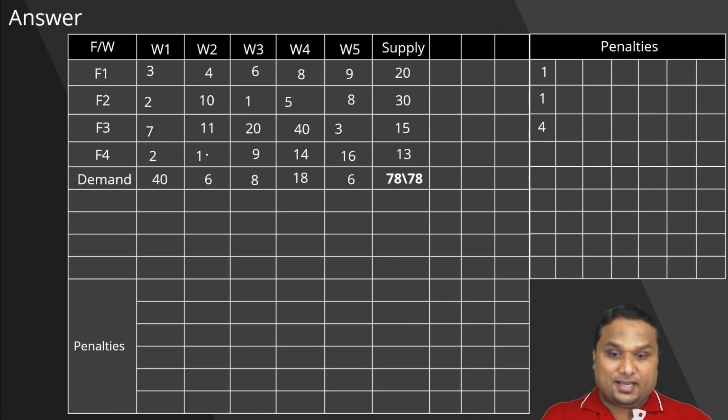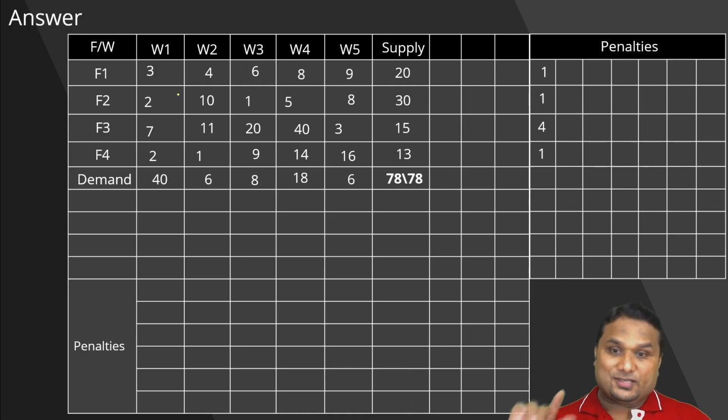Now here my lowest cost is 1 rupee. If I'm not able to transport at 1 rupee, my next cost is increased to 2 rupees. So the cost of transportation increased by 1 rupee. Now this is the row penalty. That means the cost is related to factory 1, factory 2, factory 3, factory 4.